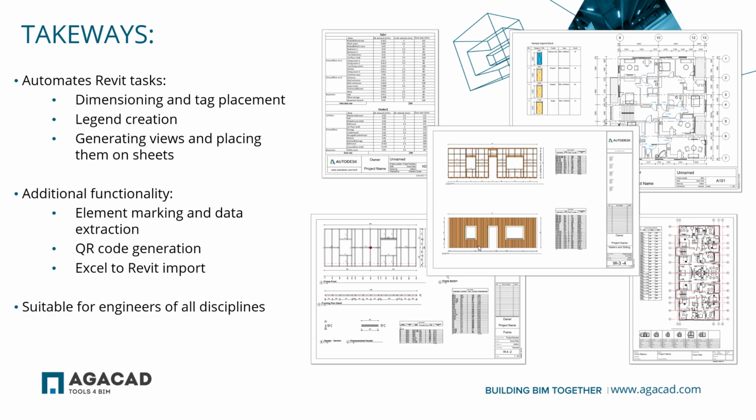Smart documentation also provides additional value for features that aren't in the out-of-the-box Revit, like element marking and data extraction, and also QR code generation or Excel spreadsheet import. Also in this webinar, I have tailored my examples for the MEP engineers, but our software can just as easily be used by architects or engineers of other disciplines.